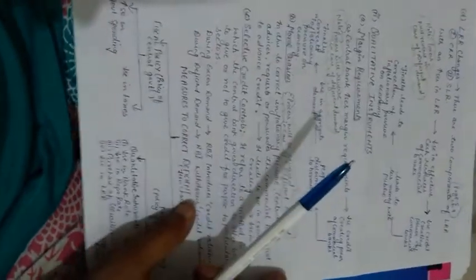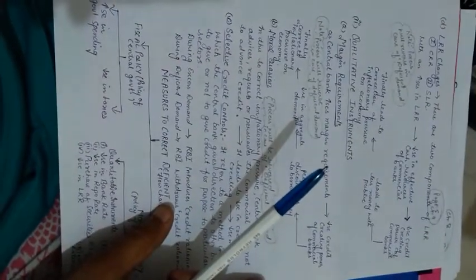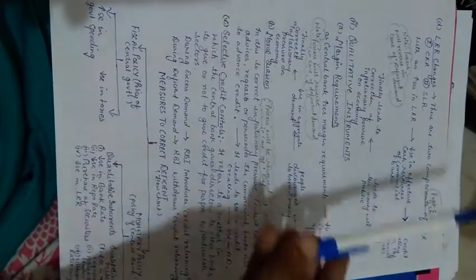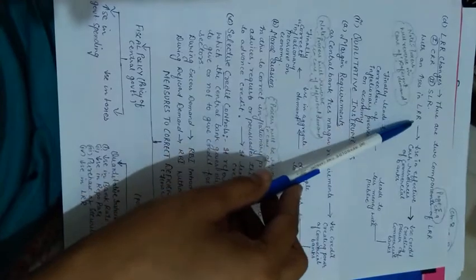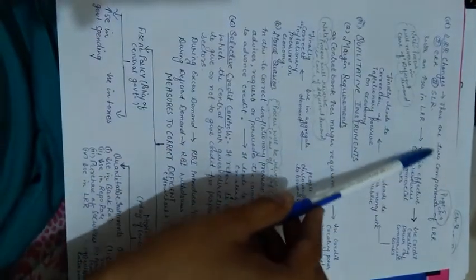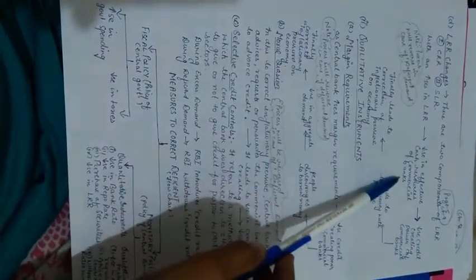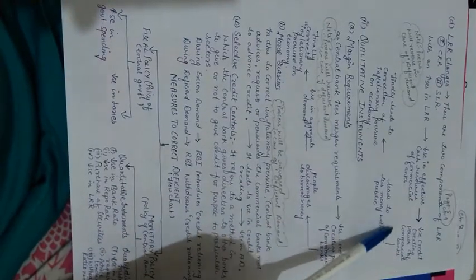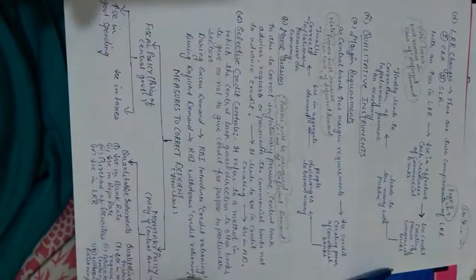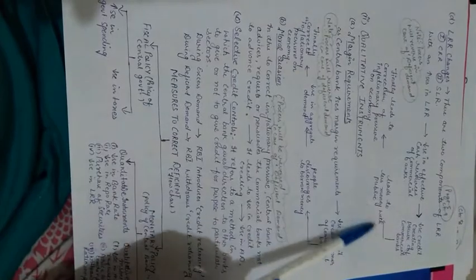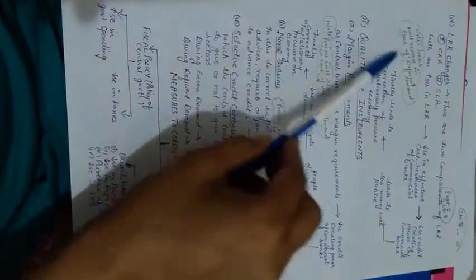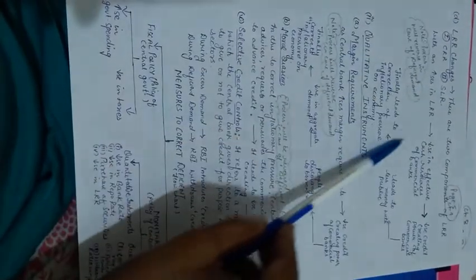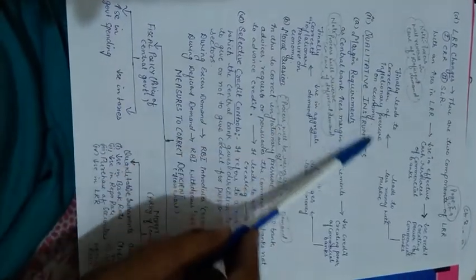Now after that, this is your page number 5, that is your LRR. This is of two things, CRR and SLR. With an increase in LRR, what will happen? Effective cash with the commercial banks will decrease. It will lead to a decrease in credit availability to the people. Then there will be less money with the people, and if there is less money with the people, then your inflationary situation will be controlled.